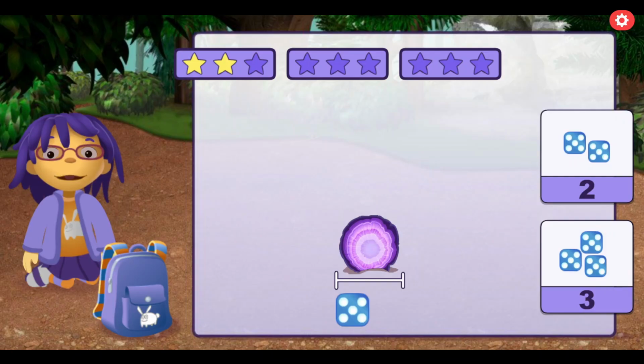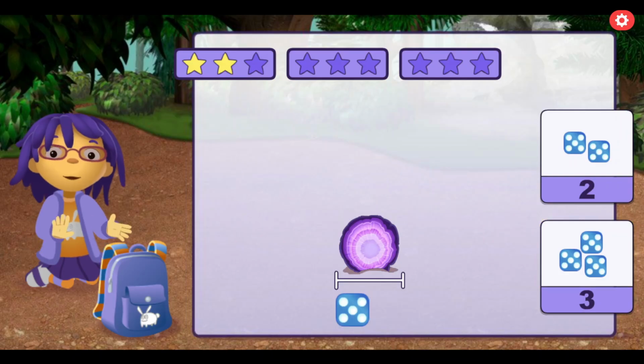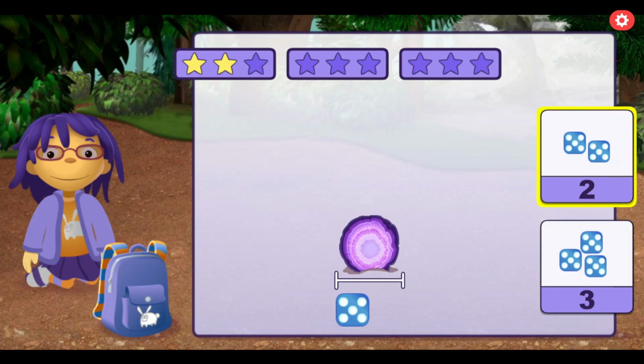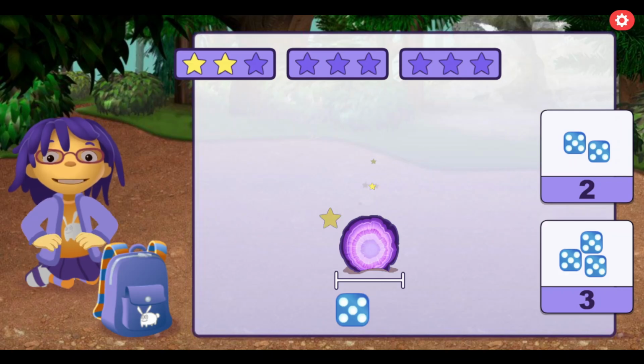How many dice long is this rock? 2, 3. 1, 2, 3. Uh-oh, that's not the right length. Try again. 2, 1, 2. That's right.